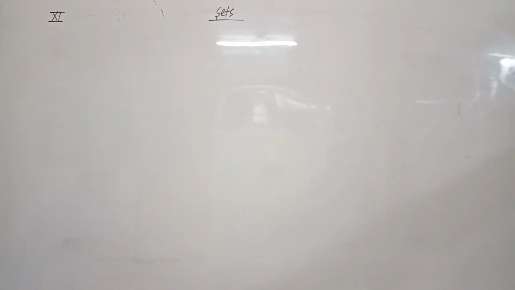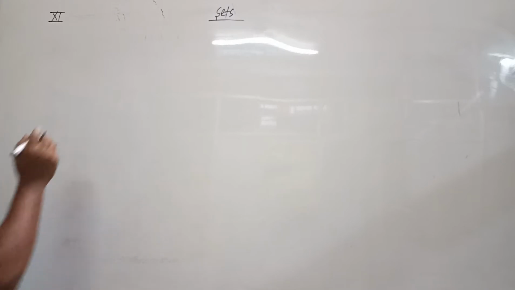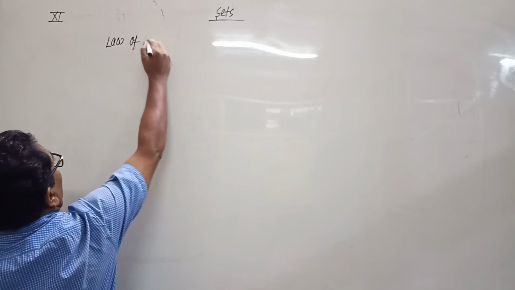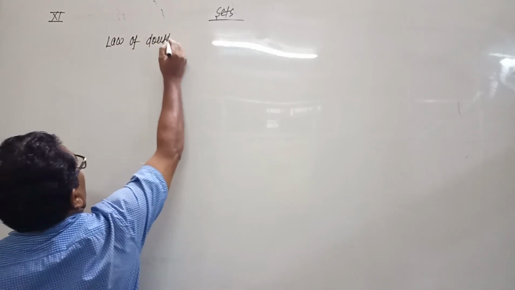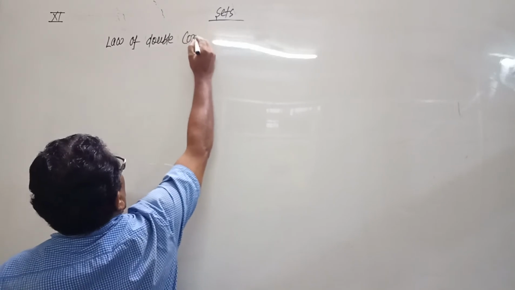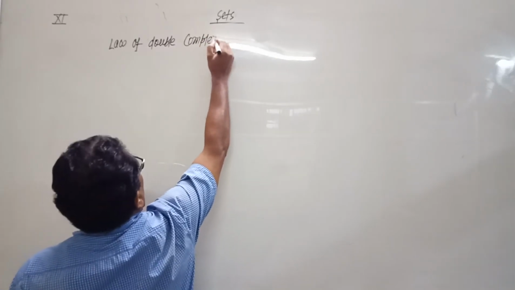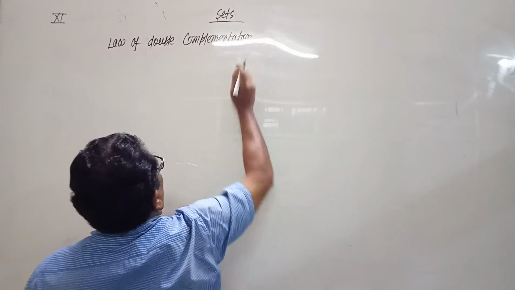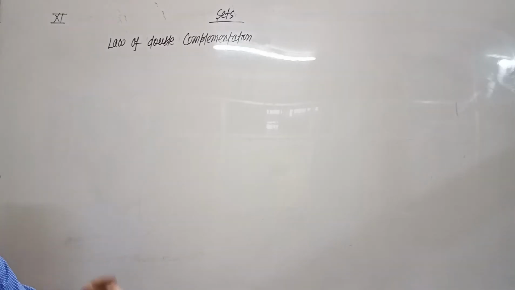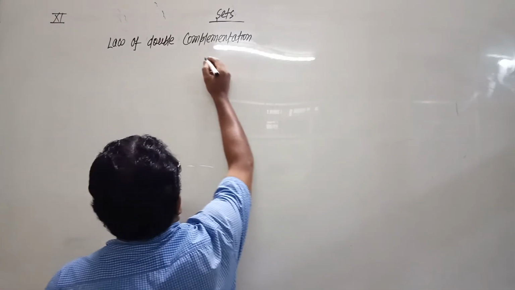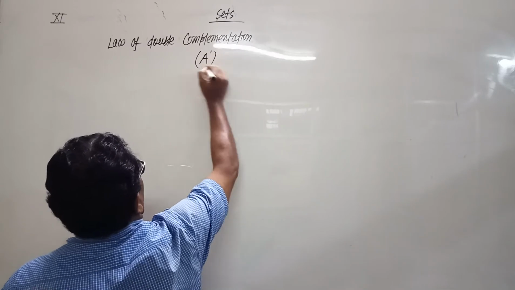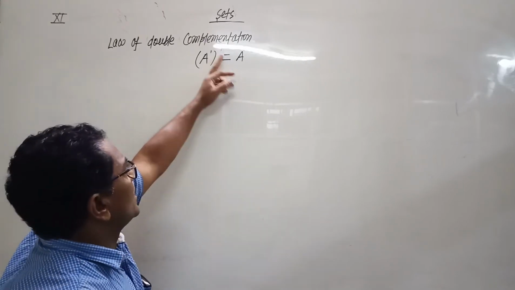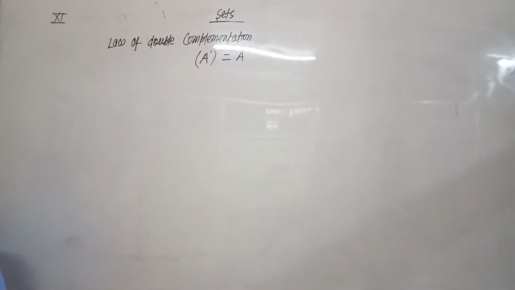Now, law of double complementation. Complement of complement is the set itself. Means A dash the whole dash is A.